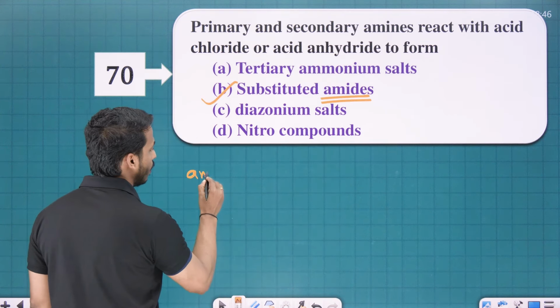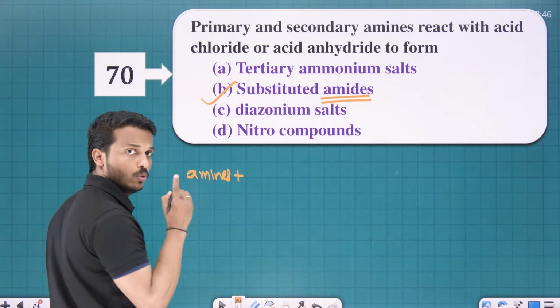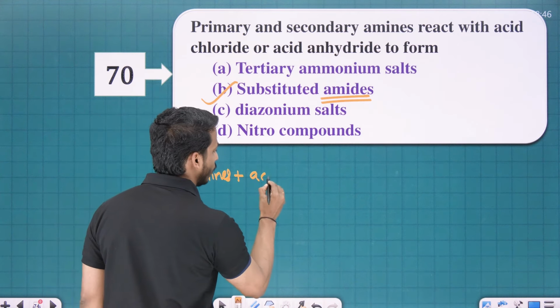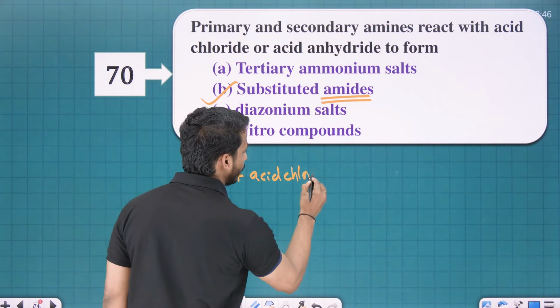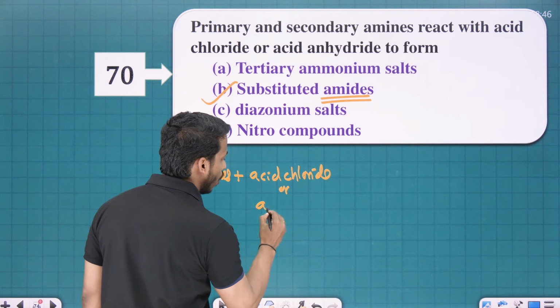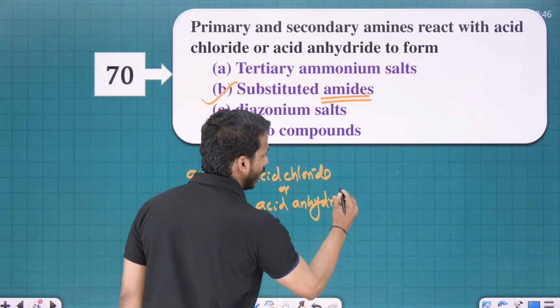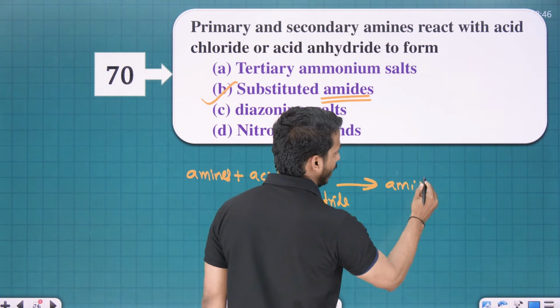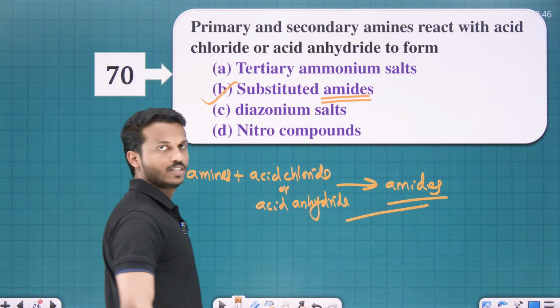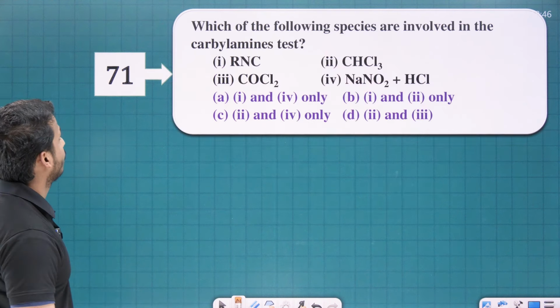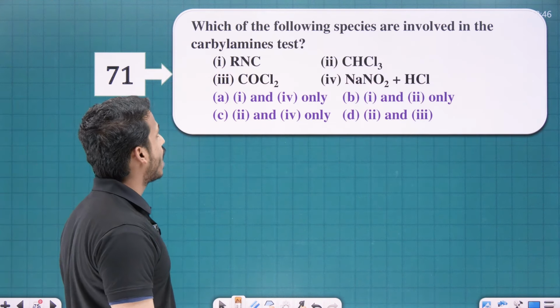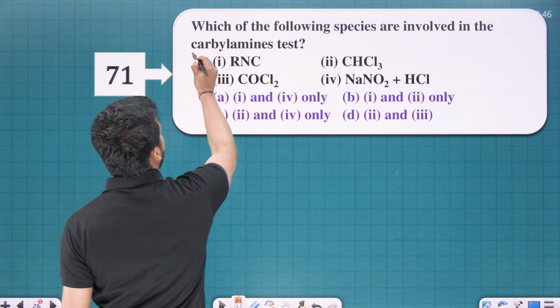Remember, when amines react with acid chloride or acid anhydride, they form what? Amides. Okay, remember, amides. Next one. Which of the following species are involved in the carbylamine test?